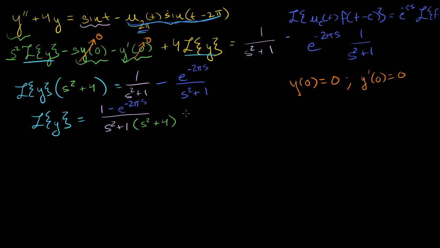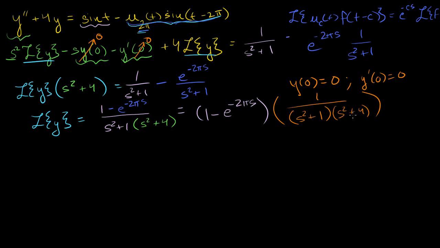So we can rewrite this equation right here. Actually, let's write it as this, because this will kind of simplify our work. Let's factor this whole thing out. So we're going to write it as 1 minus e to the minus 2 pi s, all of that times, let me do it in orange, all of that times 1 over s squared plus 1 times s squared plus 4. Now we need to do some partial fraction expansion to simplify this thing right here.